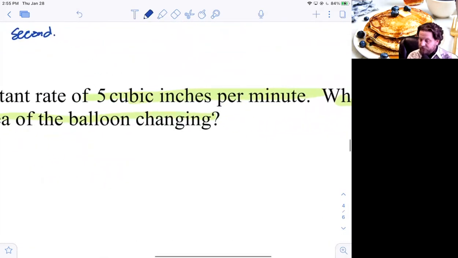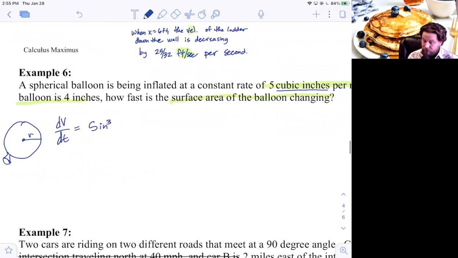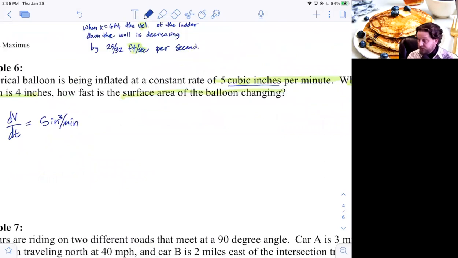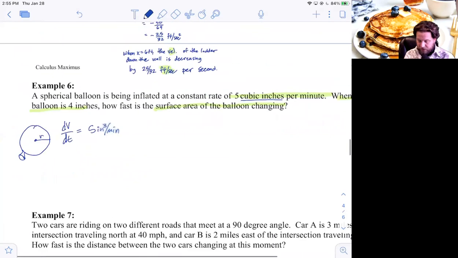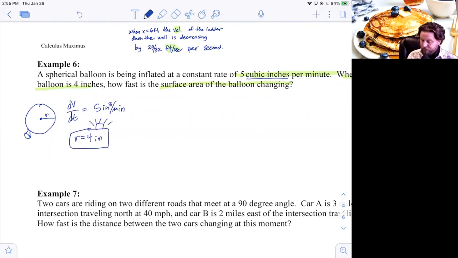So what are we going to label 5 cubic inches per minute as? V, good. You get the hint from that, right? Cubic inches, that's a unit of volume. So we'll say dV/dt is what type of 5? Positive or negative? Positive, yeah. If the balloon were deflating, it would be negative, but it's positive. When the radius is 4, so the snapshot moment is when r is 4 inches. So how fast is the surface area changing? I'm going to call that dA/dt, that's my target.